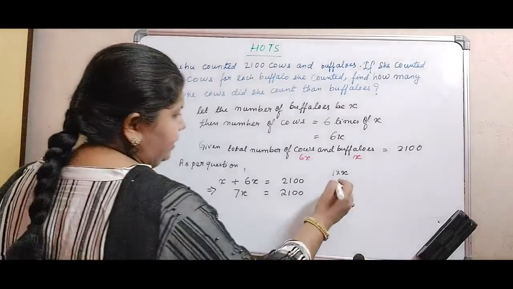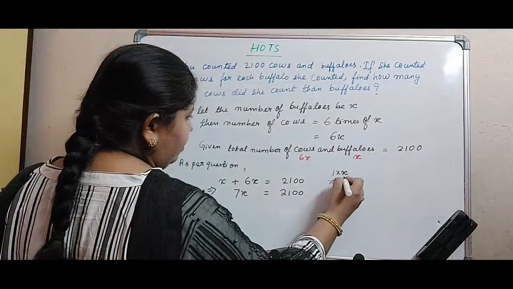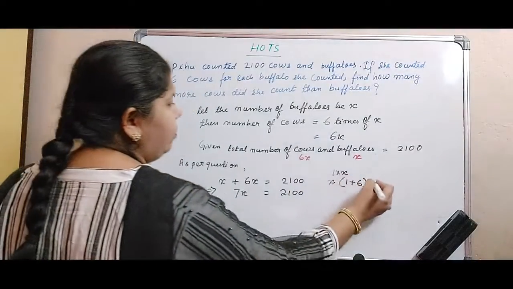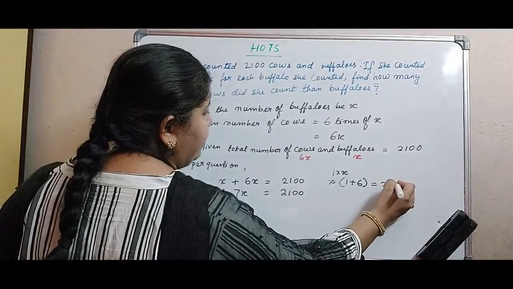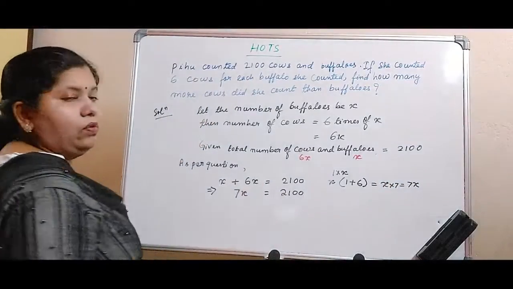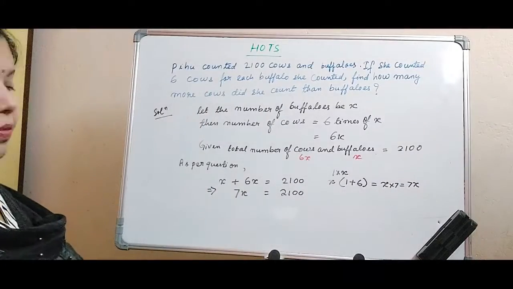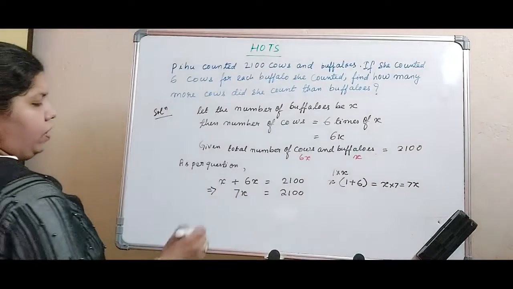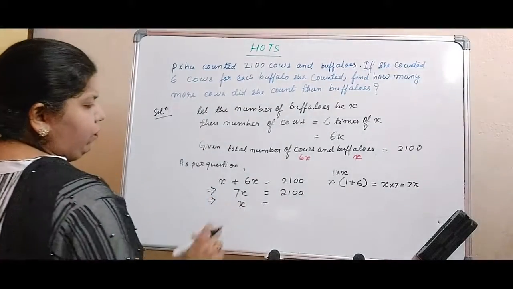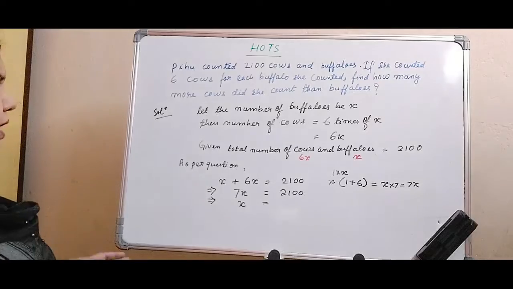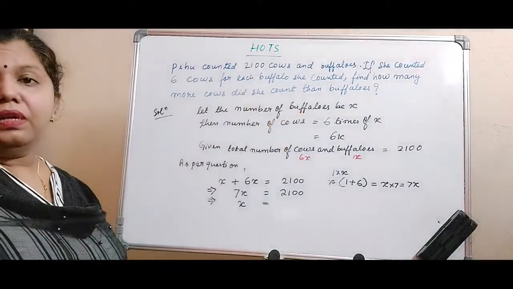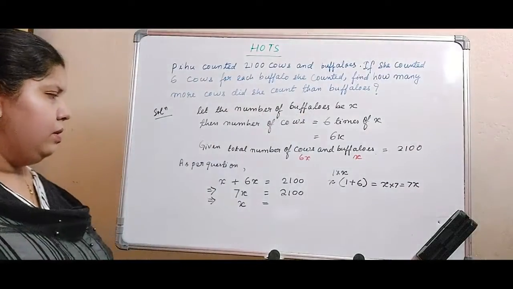Or you can write it in this way, that x common, 1 plus 6. So that is equal to what? x into 7, or equal to 7x. That is what we wrote at the time, 7x equal to 2100. Now further, if we want to solve this, how will we find the value of x? If you don't find the value of x, how can we find the number of buffaloes and cows? So we need to find x.